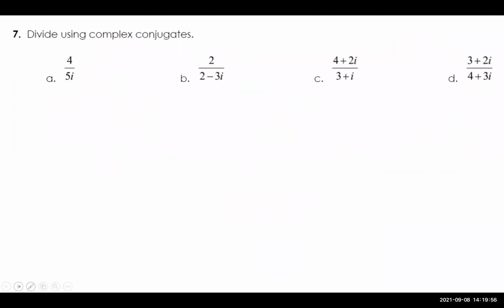Divide using complex conjugates. So we're trying to simplify these quotients by using complex conjugates to get the i out of the denominator. You're technically not supposed to leave any i in the denominator of a fraction. So the complex conjugate of 5i would technically be a negative 5i. Whatever we multiply by in the bottom, we need to multiply by in the top.